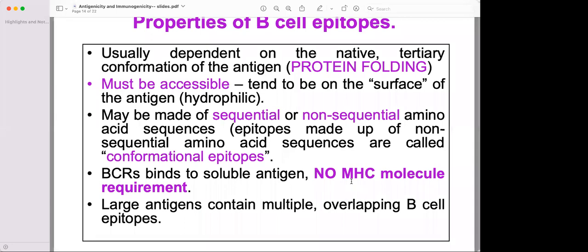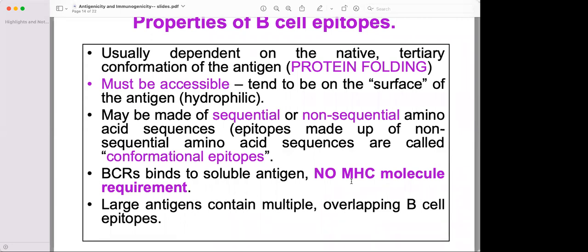B cells do not need this kind of process to recognize the antigen because they already have B cell receptors, immunoglobulins on their surface. So it doesn't require a major histocompatibility complex molecule. In any case, the antigen presenting cells are not presenting antigen to B cells. They present antigen to T cells. So B cells will recognize these antigens without requirement of any major histocompatibility complex molecule.